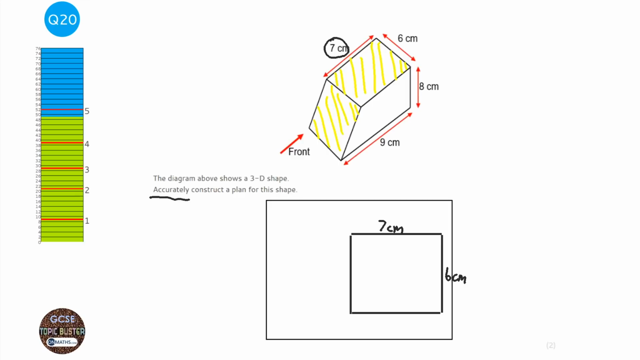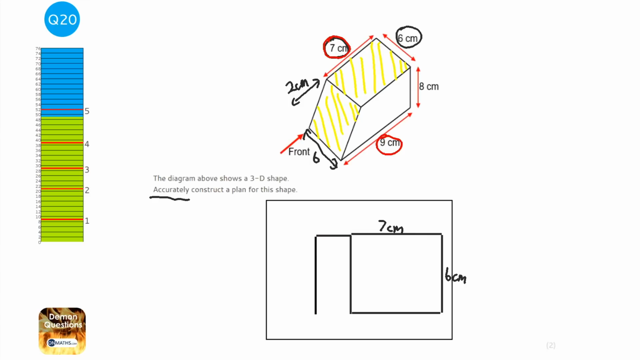Now, the difficulty is going to be the last bit. Well, we know it's going to be 6 across, because it's the same as this one here. But what's the width going to be? What's this one going to be here? Well, if this one here is 7 and this one here is 9, what's left over? Well, there's 2 centimeters left over. So it's going to be 2 centimeters in width. So 2 centimeters there. And this one obviously is going to be 6 centimeters, the same as the right-hand one.